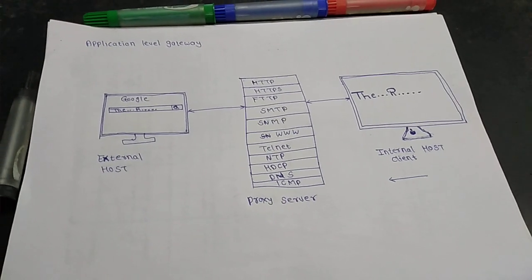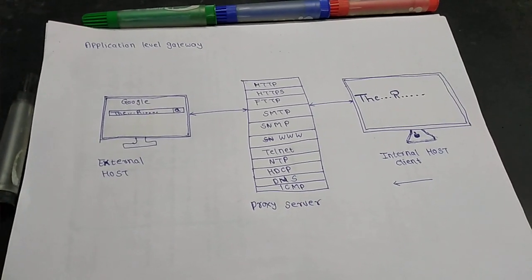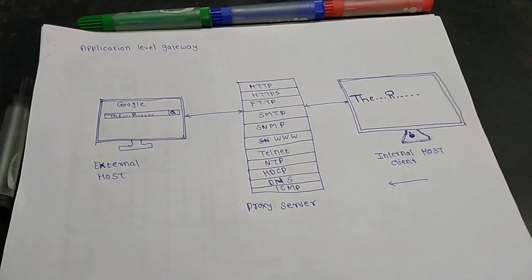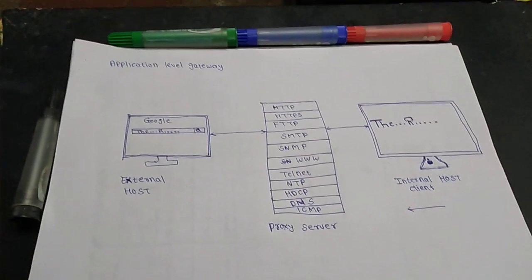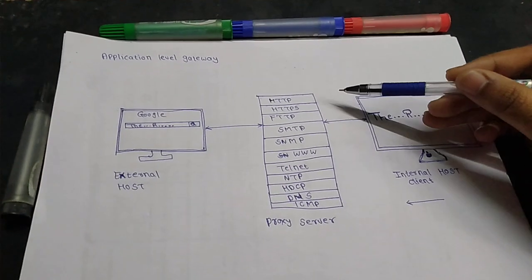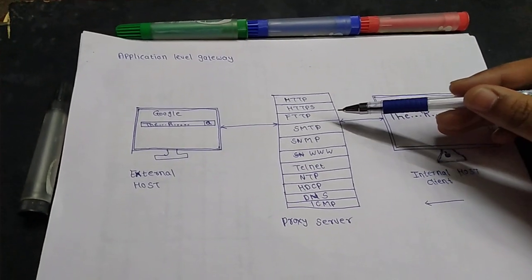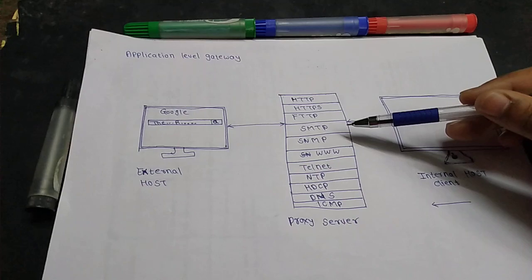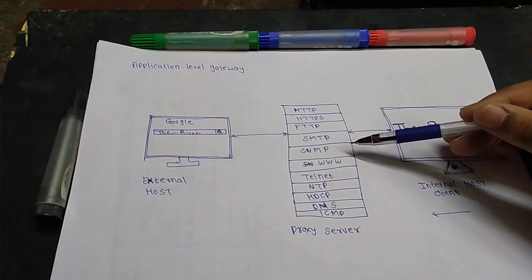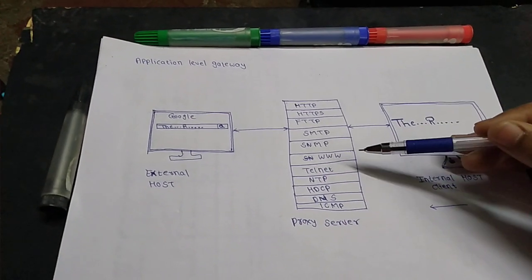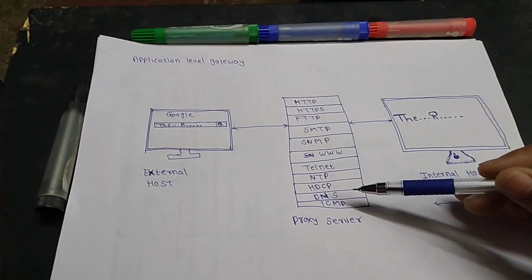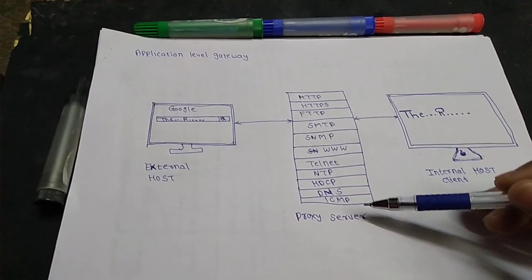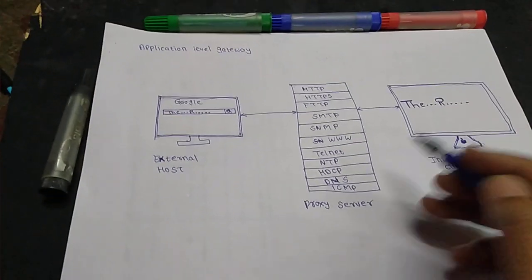Welcome guys. Today we learn about the application level gateway protocols. There are so many types of protocols in your network, like HTTP, HTTPS, FTP, SMTP, SNMP, WWW, Telnet, NTP, DHCP, DNS and ICMP. So today we learn about the ICMP protocol.